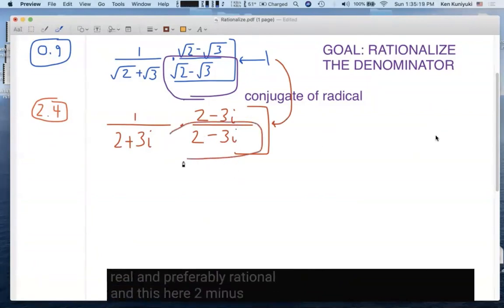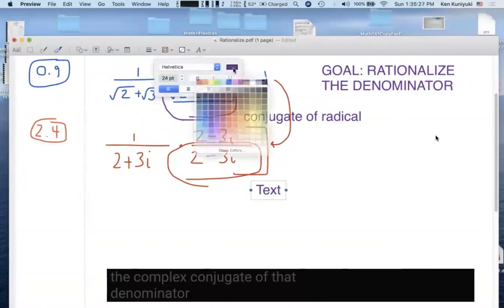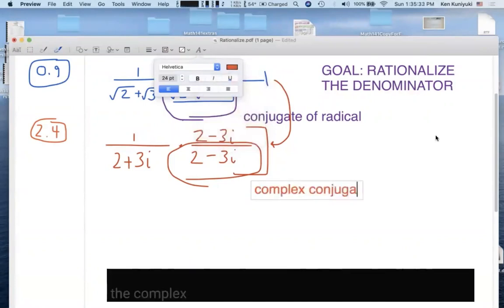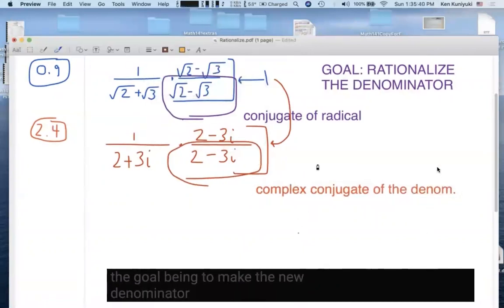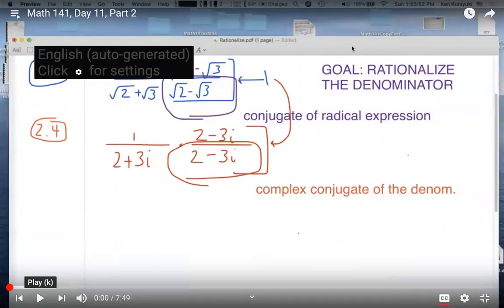And this here, 2 minus 3i, is called the complex conjugate of that denominator. Again, the goal is to make the new denominator real and preferably rational. So we'll call it rationalizing the denominator, even though the immediate goal is to realize the denominator. All right, so that's a quick intro. Any questions so far? Okay, we're going to do that today.